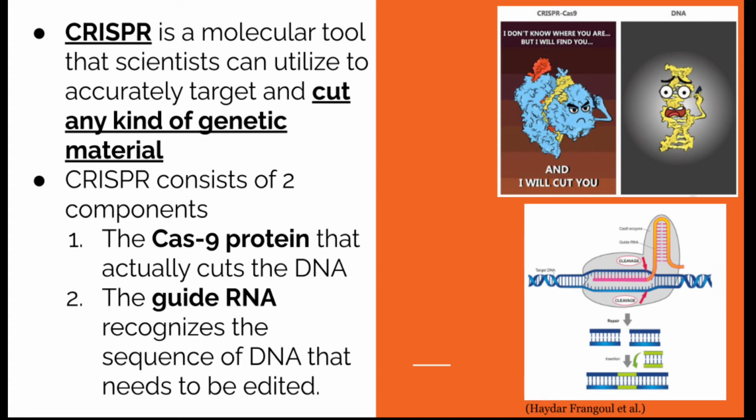Furthermore, CRISPR is the easiest and most convenient method scientists have ever had to manipulate the DNA of any organism. CRISPR consists of two components: the Cas9 protein that cuts the DNA, and the guide RNA, aka the gRNA, which recognizes the sequence of DNA that needs to be edited. Once the scientists realize which sequence they want to cut out, they insert the CRISPR-Cas9 complex into the cell and can then edit the DNA or delete it as they wish.